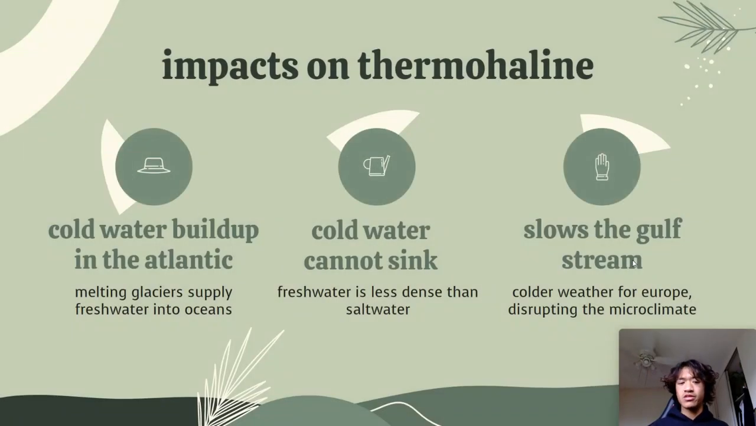But how is this impacted by climate change? With global warming and climate change, of course, we have melting glaciers, which we will talk about further in this presentation, right? Melting glaciers will supply lots of fresh water into our oceans, cold fresh water, actually. That causes cold water buildup within the Atlantic and other nearby oceans that are close to the poles. And remember, glaciers are freshwater, and freshwater is less dense than salt water. So, this cold water cannot sink, it just sits at the top of the surface of the oceans.